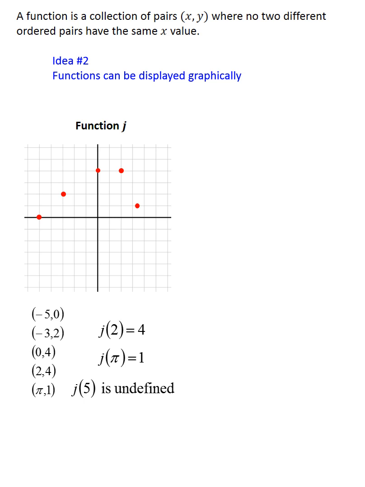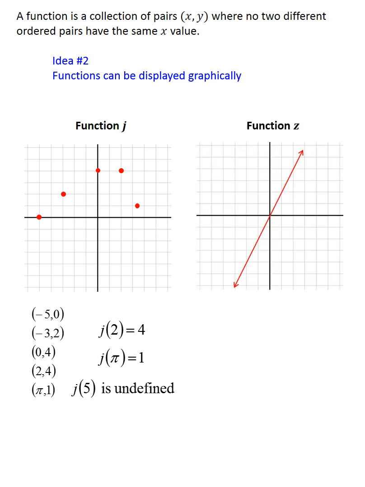And it's also worth noting that function values can be undefined. Let me explain what I mean by that. j of 5 is undefined or does not exist because there is no point contained in this function whose input coordinate is 5. In other words, there's no point on this graph that has an x-coordinate of 5. Therefore, j of 5, which would ordinarily mean the y value when x is 5, doesn't exist because there is no point where x is 5.